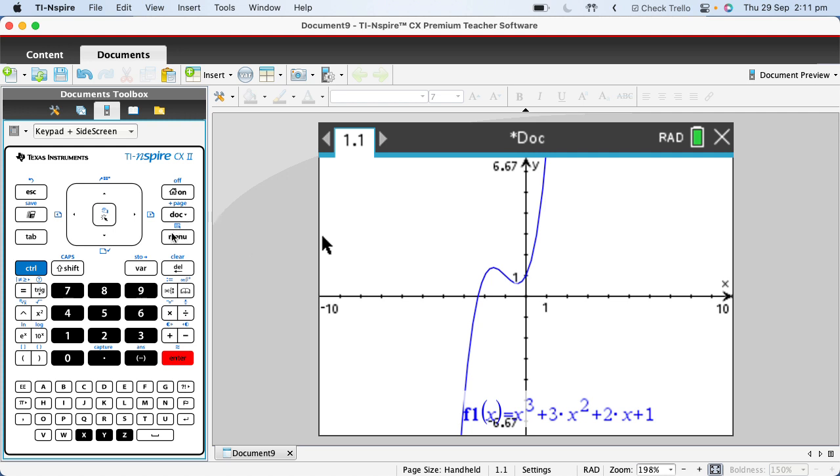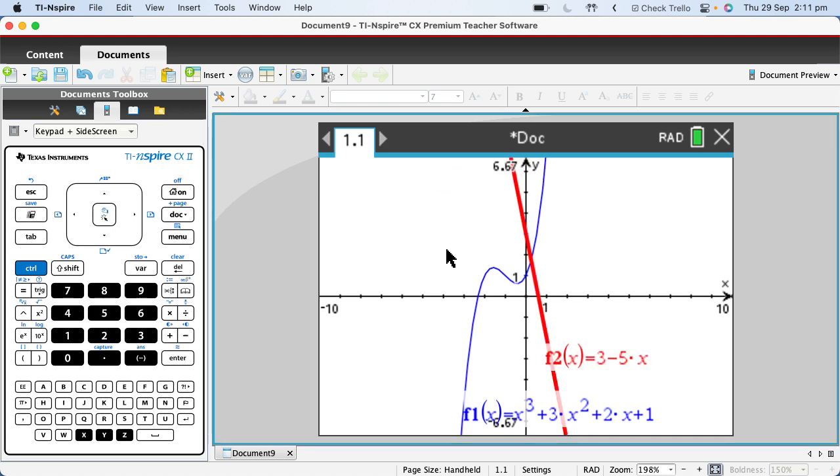And then I might just put in another function as well. So Control G to get the second function up, automatically goes to the first blank spot, and I'll go 3 minus 5x, like so. So there's my 2 graphs.